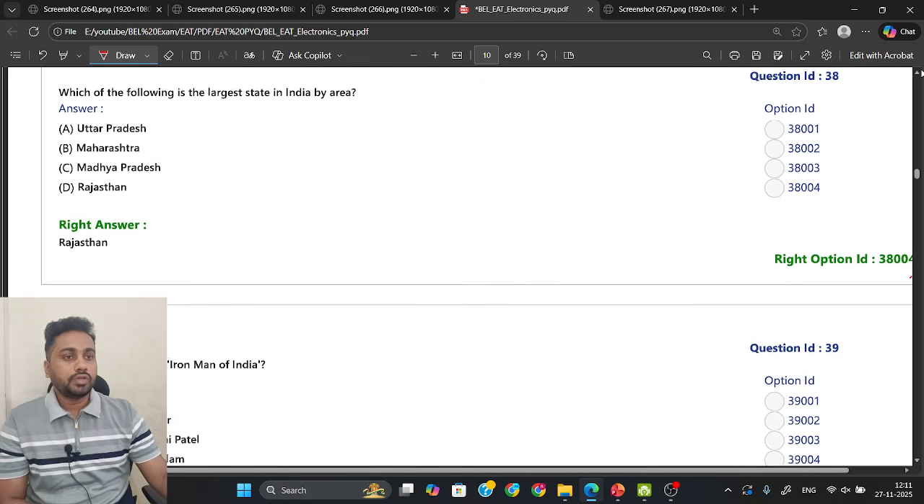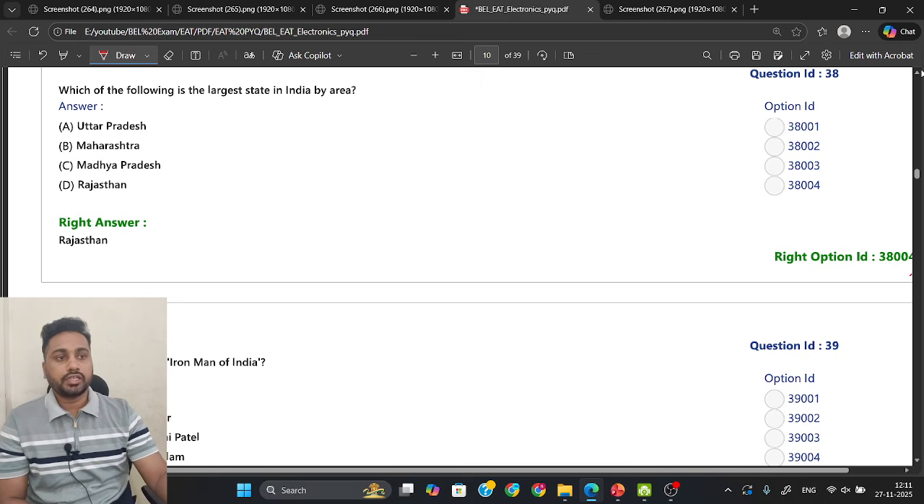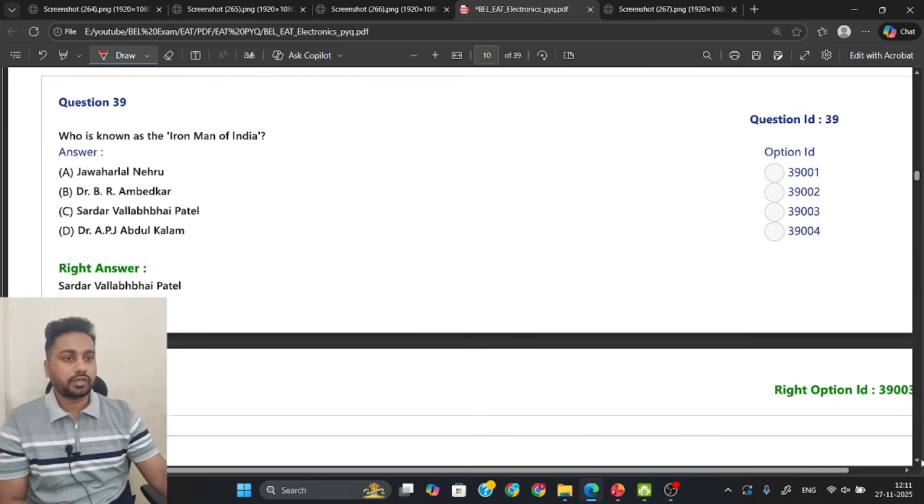Now, next one is, which of the following is the largest state in India by area? So, by area, largest state is your Rajasthan. Option D is your right answer.